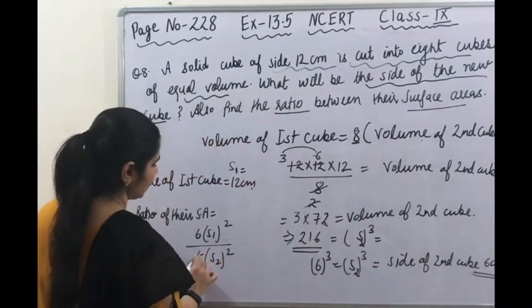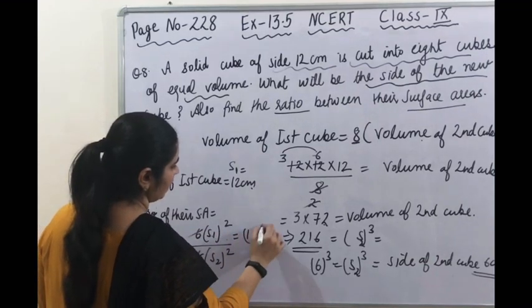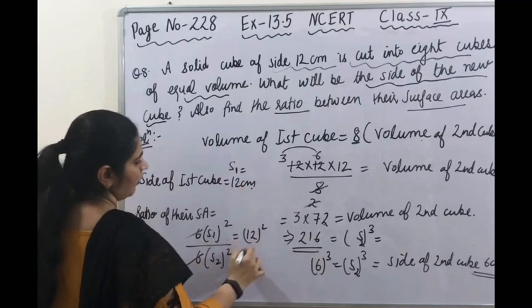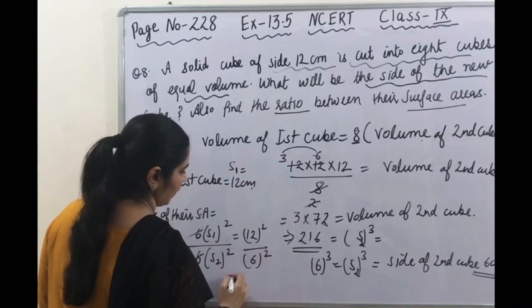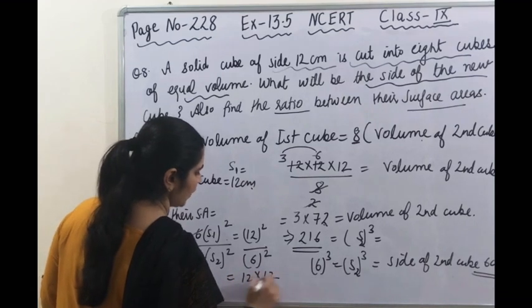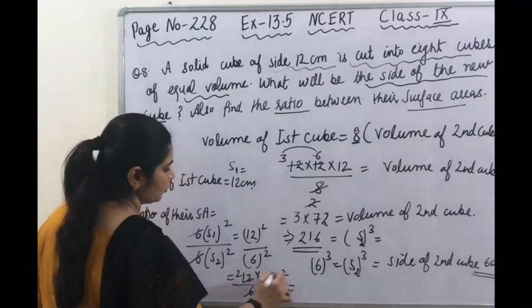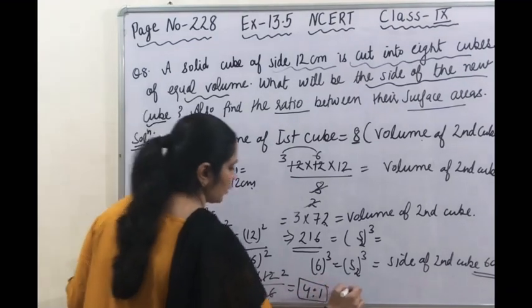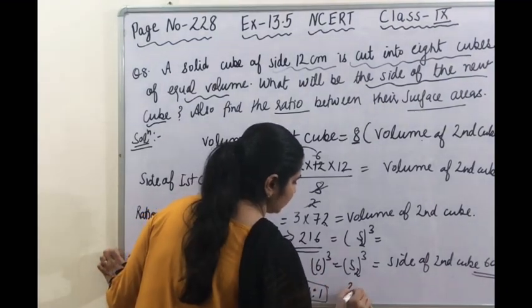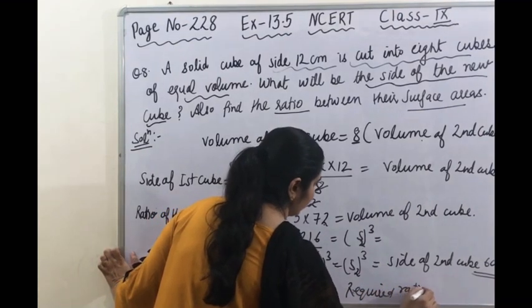Okay, 6 and 6 will be cancelled. S1 square means 12 square, and S2 means 6 square. We can write down 12 into 12 over 6 into 6. 6 2s are 12, 6 2s are 12, so 2 2s are 4. The ratio is 4 ratio 1. So the required ratio is 4 ratio 1.